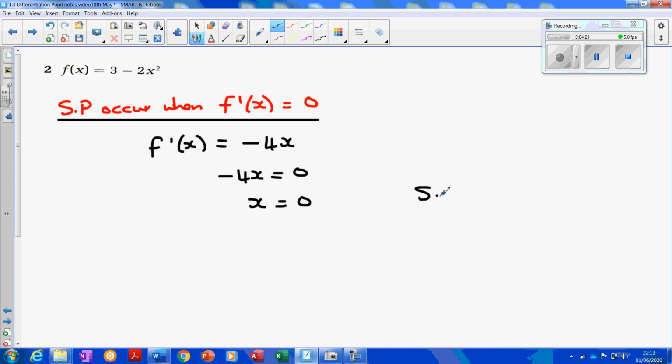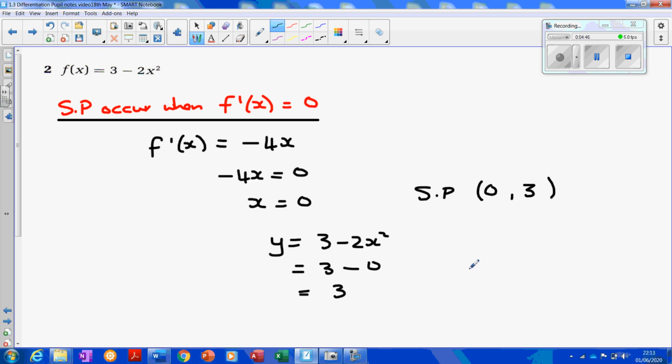So I now know that I've got a stationary point sitting at (0, something). I want to work out what the y coordinate is. We know that y is equal to 3 minus 2x squared. I've just changed the f(x) to y, it's just the same. So that's going to be 3 minus 2 lots of 0 squared, which is still 0. So the y coordinate is 3. So we've got a stationary point sitting at the point (0, 3).